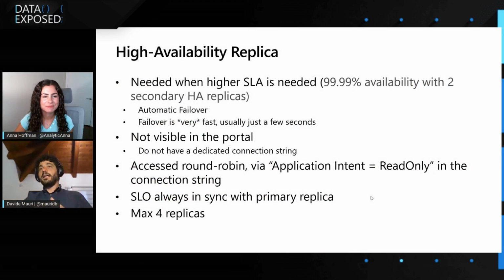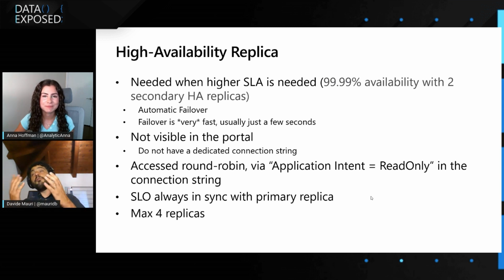Oh yeah. So I have availability replicas, which have always been there. They are beautiful because they automatically allow you to fail over between the primary and the secondary. It's super fast. The failover usually happens in a matter of seconds. I tested today, and it took 12 seconds, so super fast.